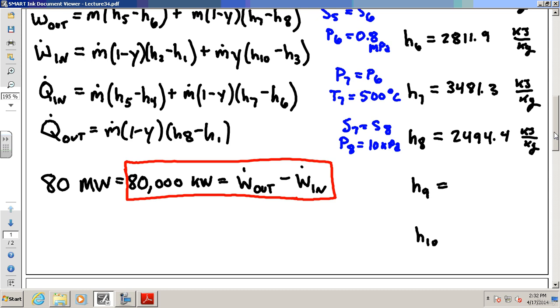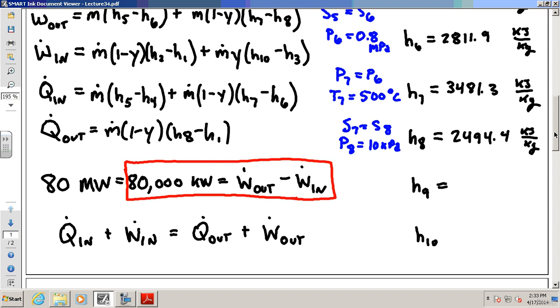What's that? I like it. Q in. Yes, yes. This is another equation. Right? There's nothing wrong with this one. It's basically saying that my work in plus my heat in equals my heat out plus my work out.